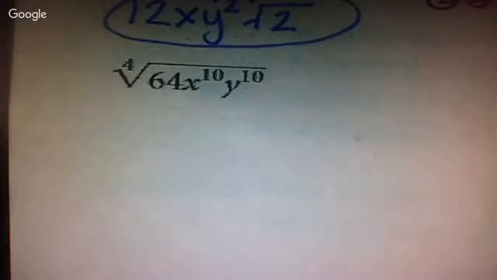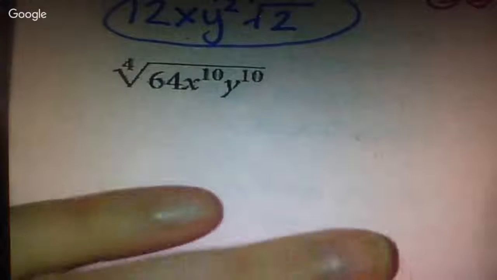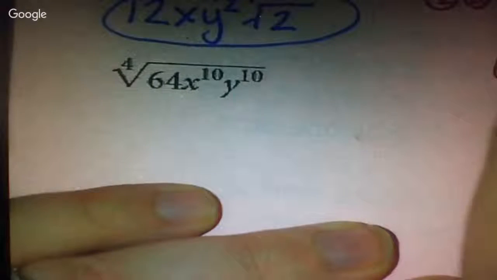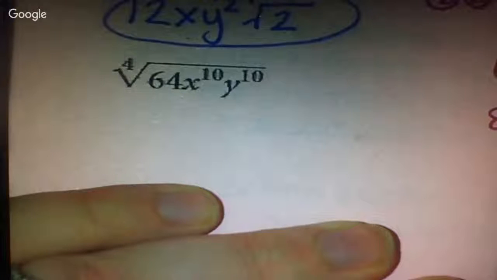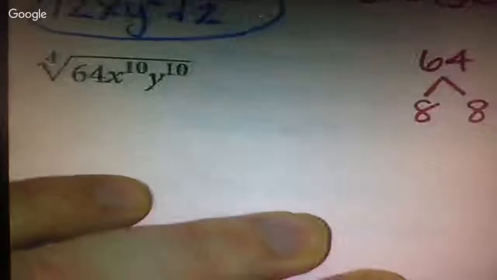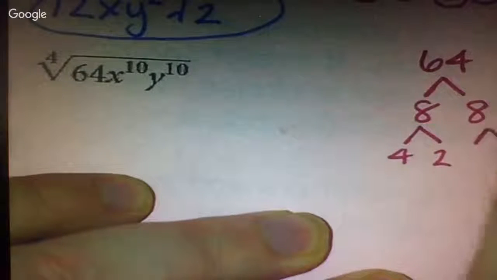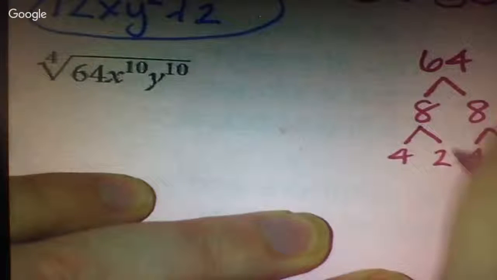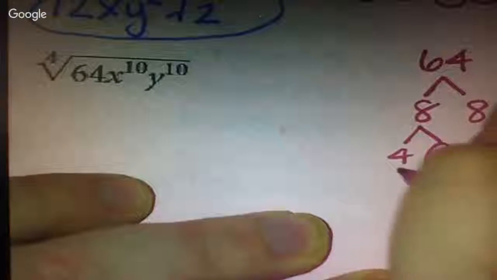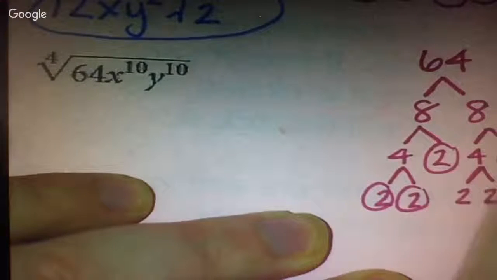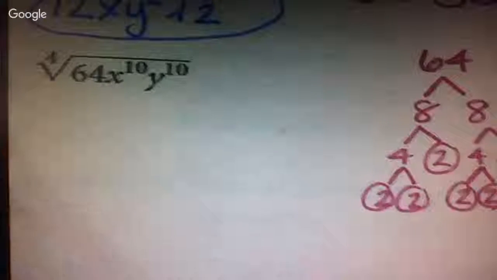Okay, let's look at this next one. 64. 64 is 8 and 8, 4 and 4, and 4 breaks down into 2 and 2. And 2 and 2. So I have 1, 2, 3, 4, 5, 6 2s.